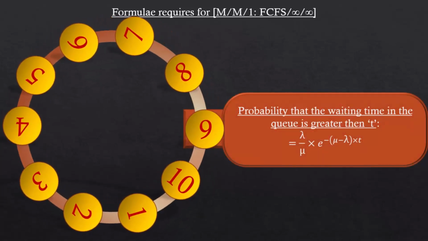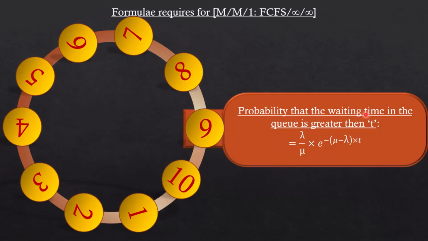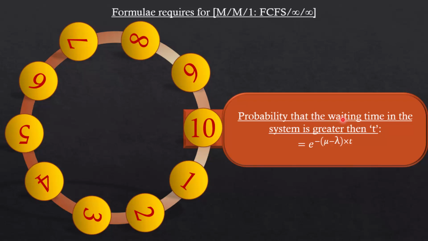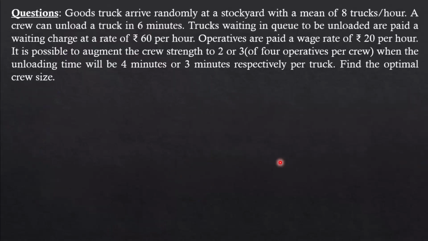The next formula is the probability that the waiting time in the queue is greater than time t. It is given by lambda by mu multiplied by e to the power minus of (mu minus lambda) multiplied by time t. And the probability that the waiting time in the system is greater than time t is given by e to the power minus of (mu minus lambda) multiplied by time t. So these are the 10 formulas we need to remember.